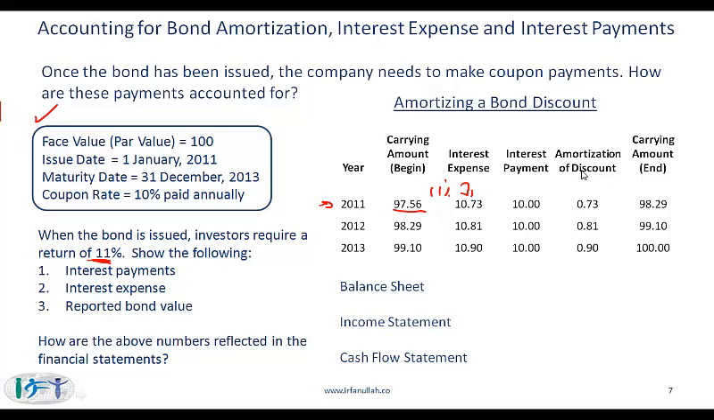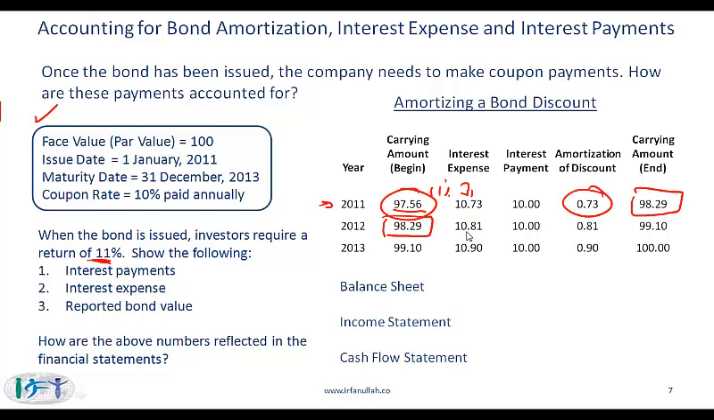Amortization of discount. What this means is that you compare the interest expense, which is different from the interest payment. What is the interest payment? It is the coupon payment that you need to make. The difference is 0.73. Now this 0.73 is added to 97.56 and you have a carrying amount. This is the carrying amount of what? It is the carrying amount of the bond liability. The bond liability at the end of the year is 98.29. That is carried forward to the start of 2012.